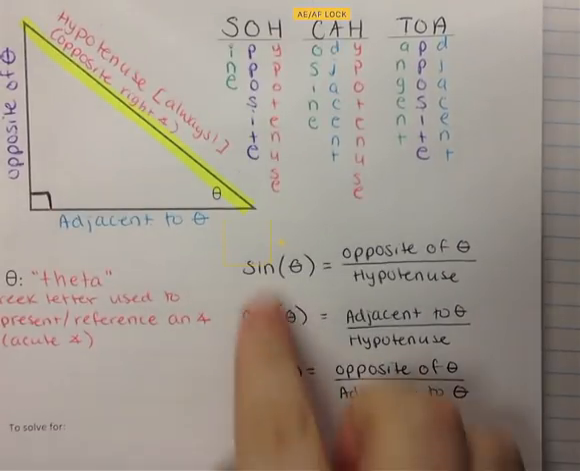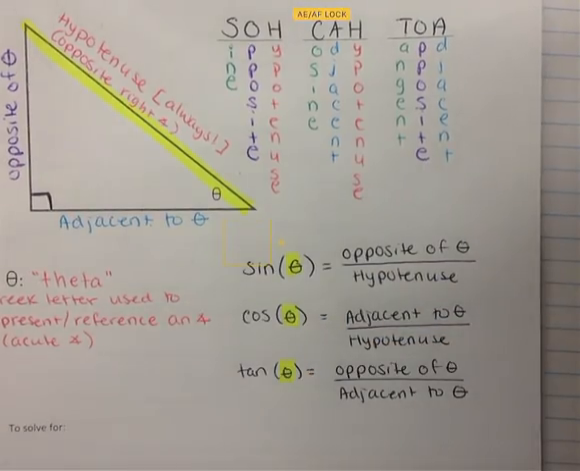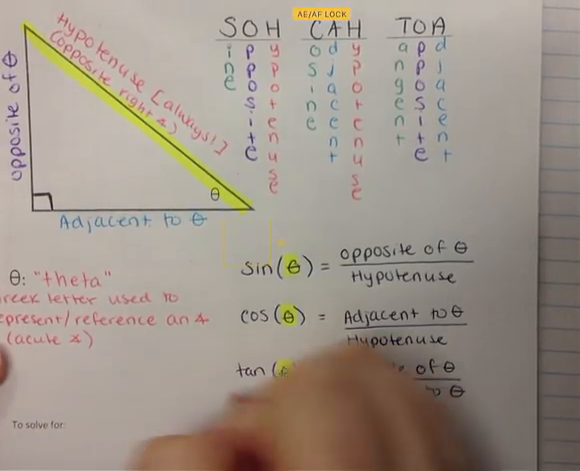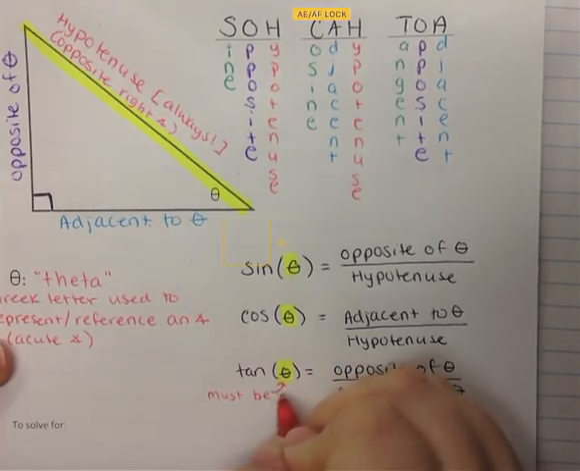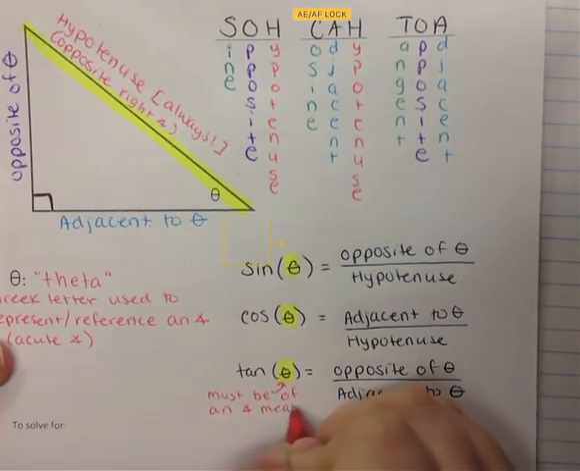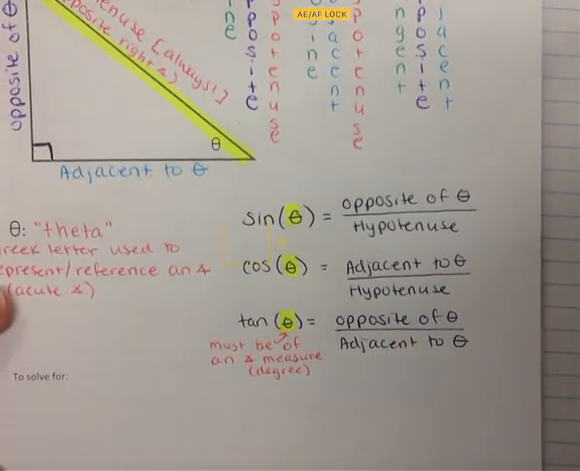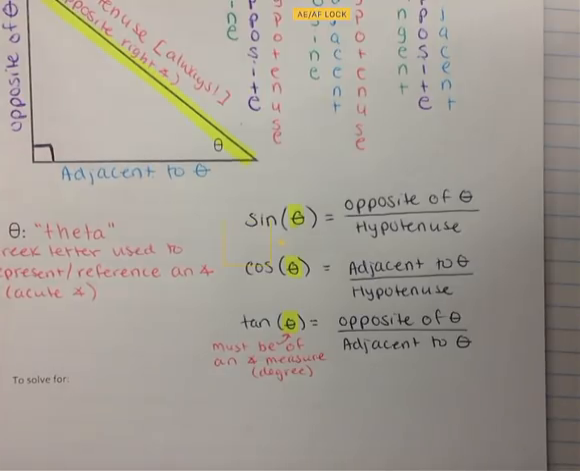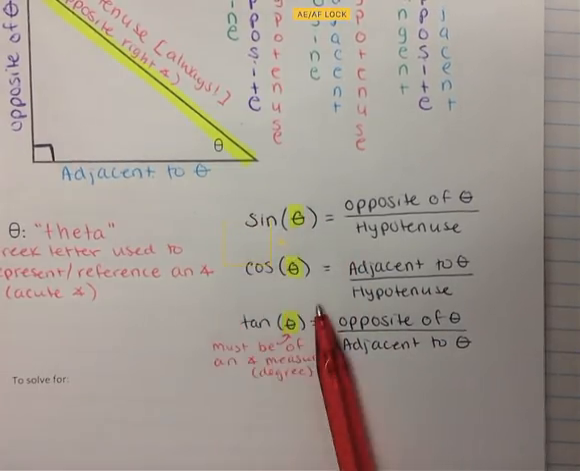Now, this theta, if it's written like this, is always going to be an angle measurement. It always must be an angle measurement. Theta is always going to be a degree, so it must be an angle measure, which is a degree. So it might say tan of 30 degrees, tan of 40 degrees, sine of 18 degrees. These are all the same. It'll be an angle measurement. So sine of a degree, cosine of a degree, tangent of a degree.